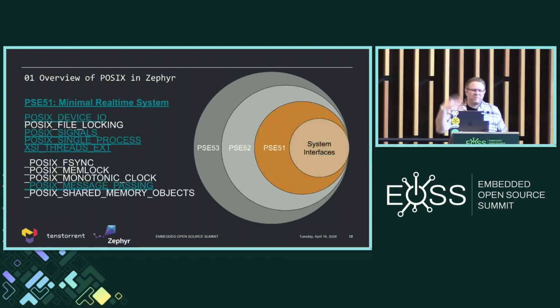So moving on, we have PSE5.1, which is the minimal real-time system profile. It has some additional things: POSIX device I/O, like standard in, standard out, standard error, fopen, etc. We've got file locking, single process, and XSI threads, which just adds the ability to set and get your thread stack to a static array, a static memory address.